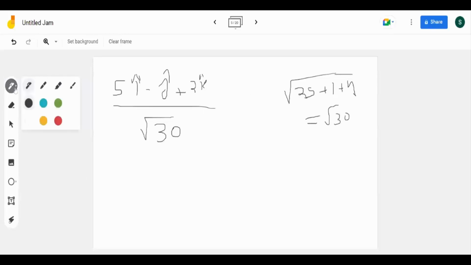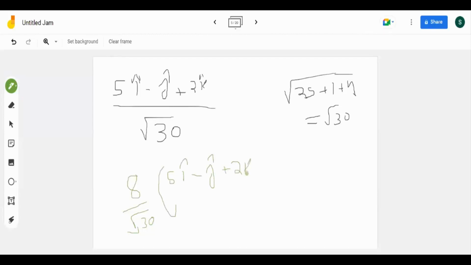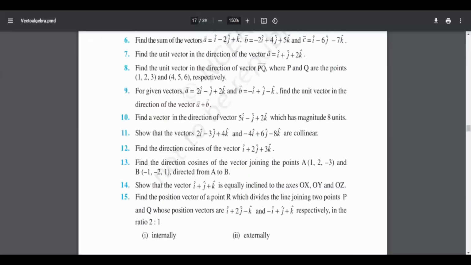Now multiply it by 8 to get our answer: 8 by root 30 times the vector itself. So this is a vector in the direction of the given vector with the magnitude 8. So first find the unit vector. A unit vector is of magnitude 1 and in the direction of the given vector. So now multiply 8 to the unit vector to get a vector which has the same direction and magnitude 8. Okay.